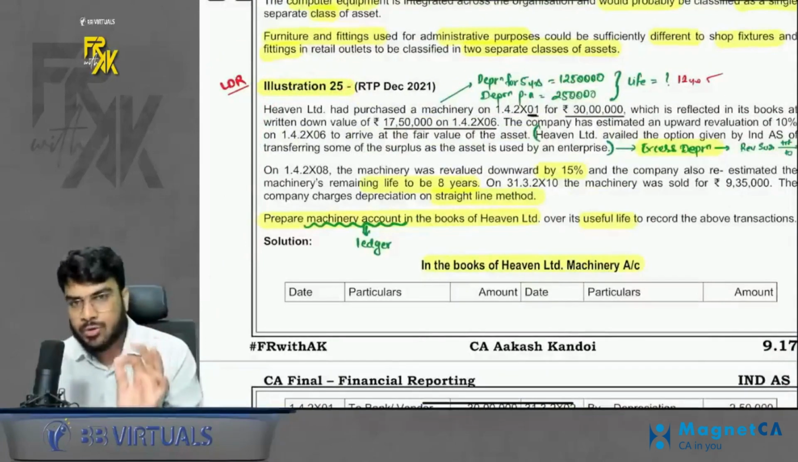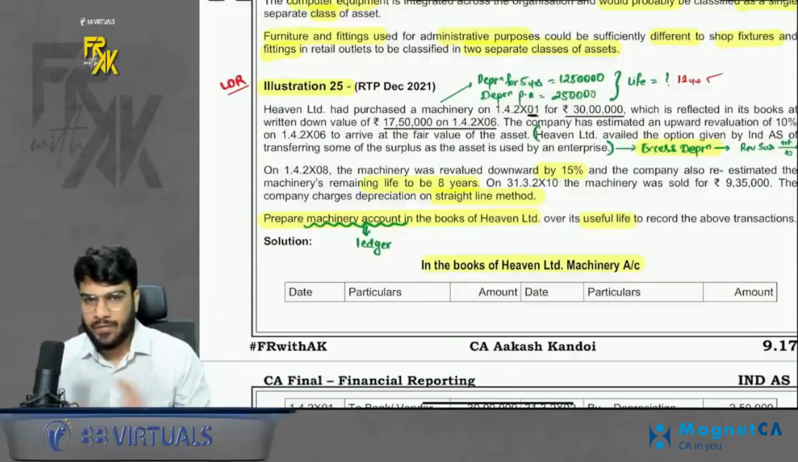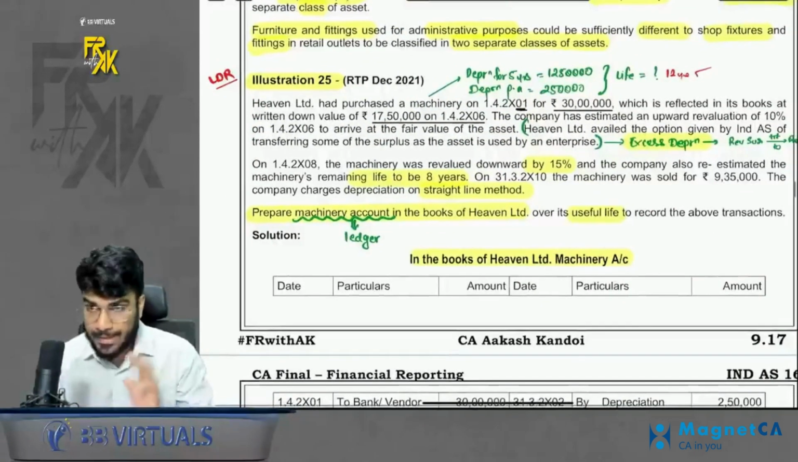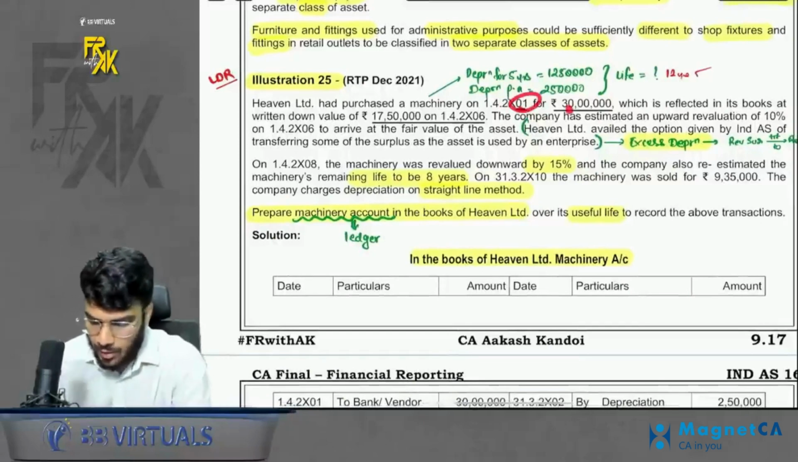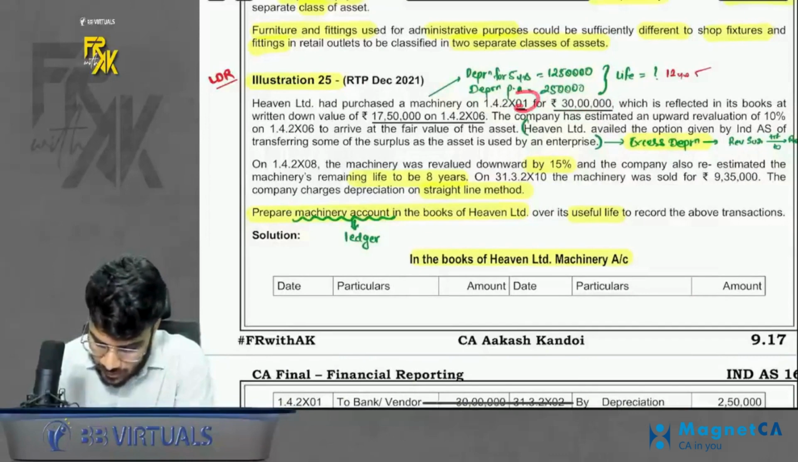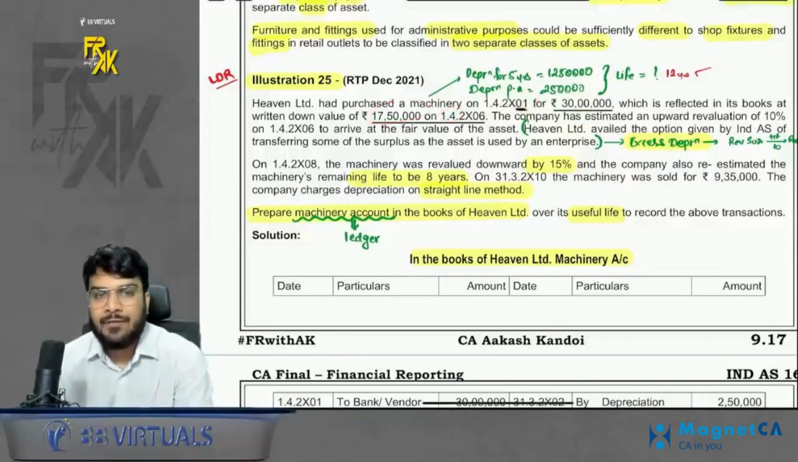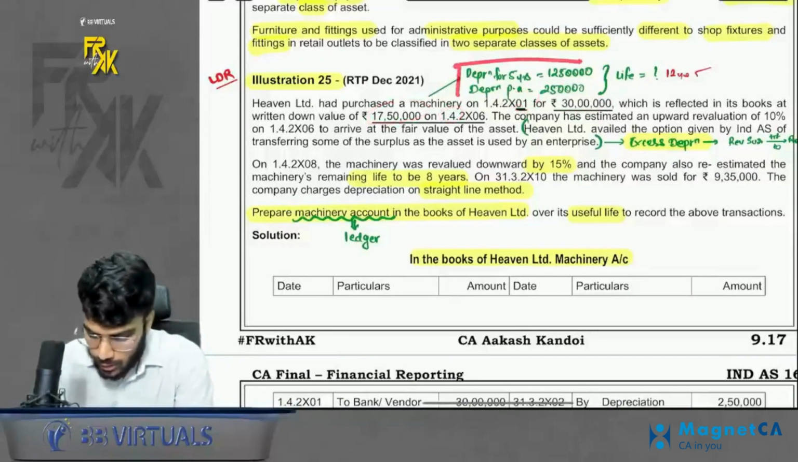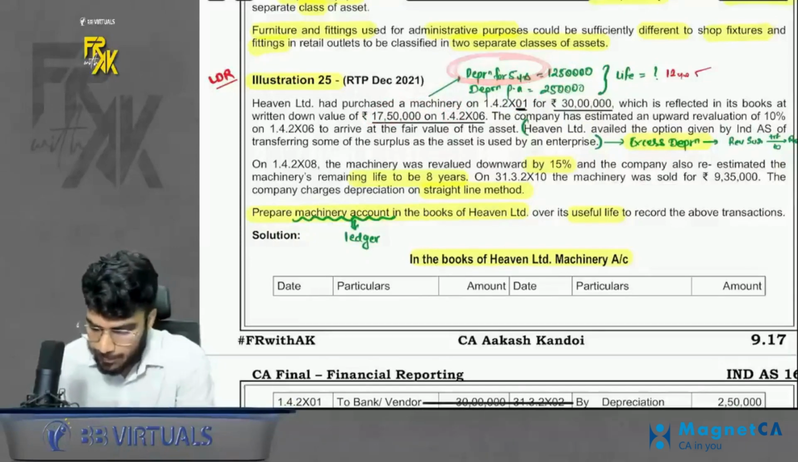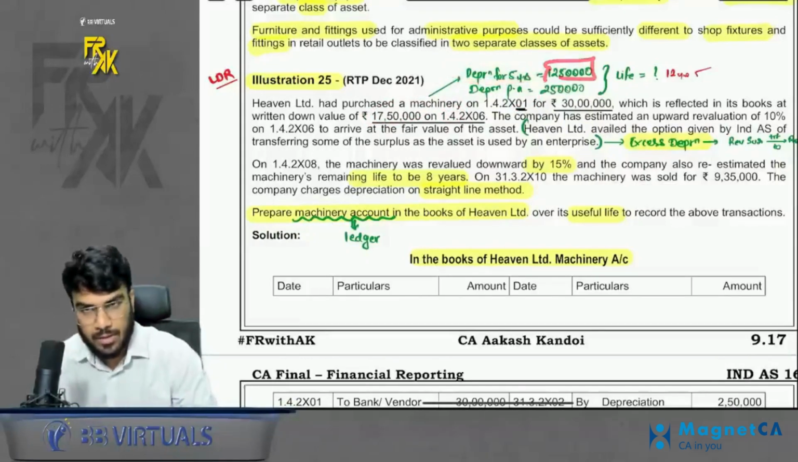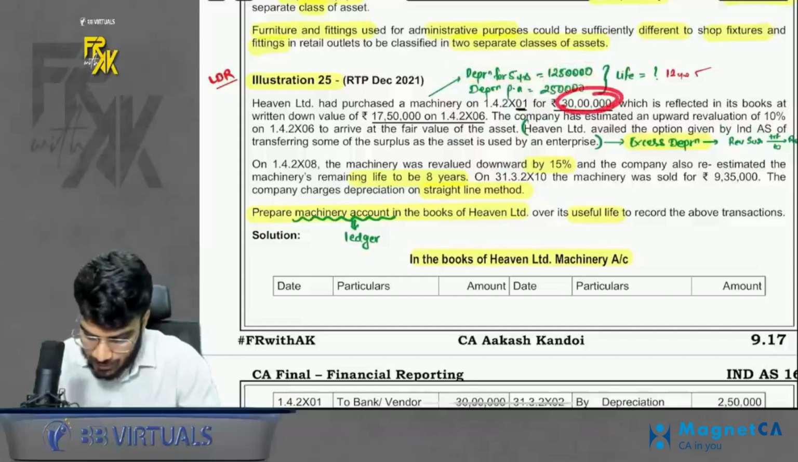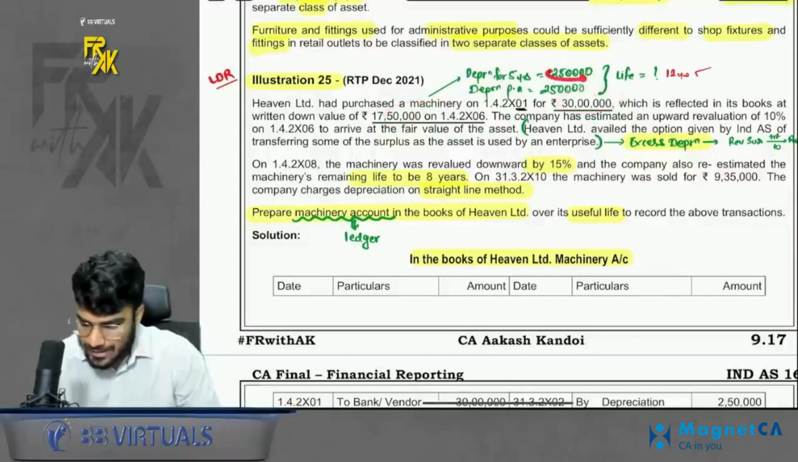Okay, the next question which we solve is illustration number 25. A question which is only worth 8 lines but has a lot of adjustments. So here what is to be done? Please read it carefully. We have a machine of 30 lakhs. After 5 years, the WDV is 17.5. The life is not given. But we know during this 5 years, we have depreciated the machine by 12,50,000. So through this, we can find the life.